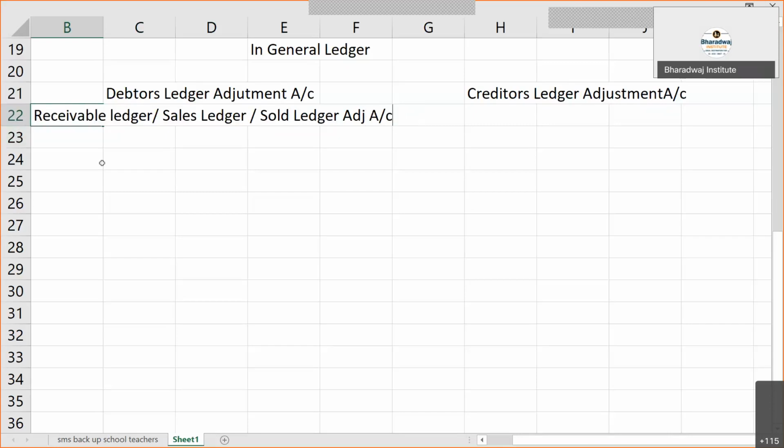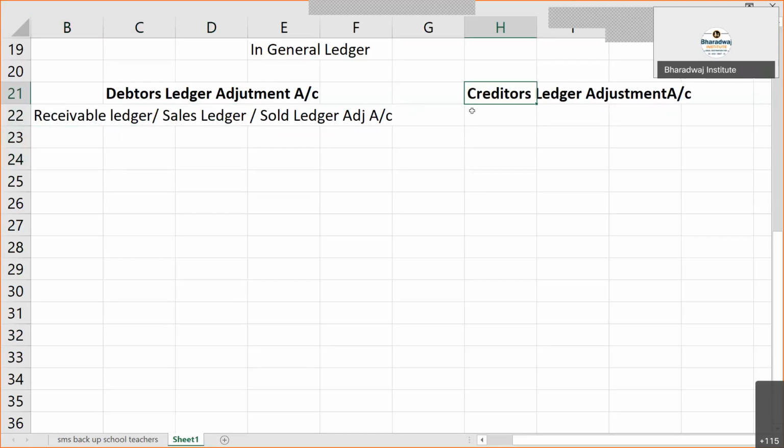So this is also called the creditors ledger. Debtors ledger adjustment account is otherwise called receivable ledger or sales ledger or sold ledger adjustment account. Creditors ledger adjustment account is otherwise called purchase ledger or payable ledger. That is another name that they use. Anyhow, this is nothing but a debtors account, and this is nothing but a creditors account. All these entries are going to be posted in the general ledger.